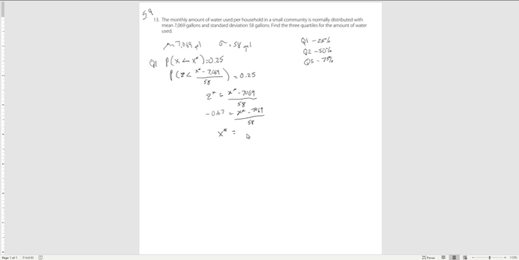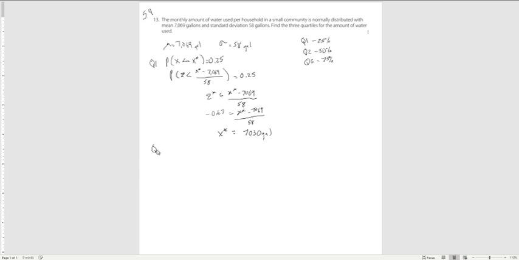And this will give me approximately 7,030. So Q1, quartile 1, is 7,030. That's the point at which 25% of the probability is less than that. So 25% of the households use less than 7,030 gallons.